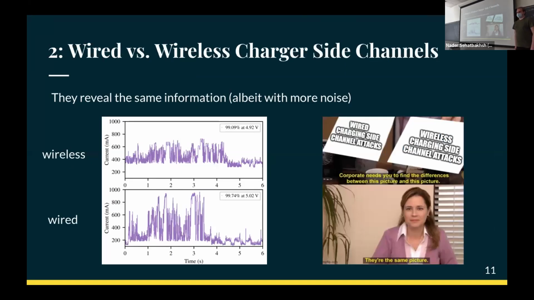We've seen wired charger side channel power attacks before, and this paper shows that they are equivalent, that they both reveal the same amount of data, although the wireless current traces do have more noise within them.